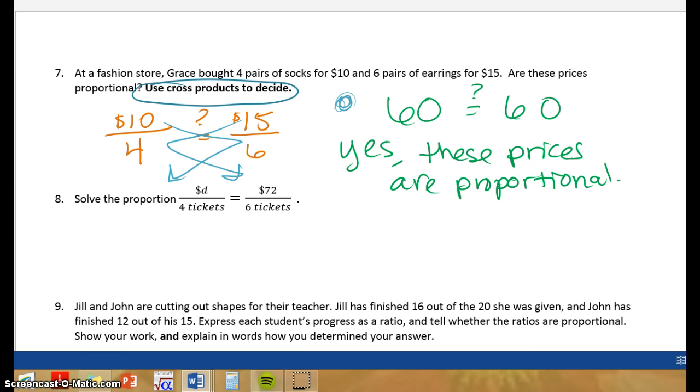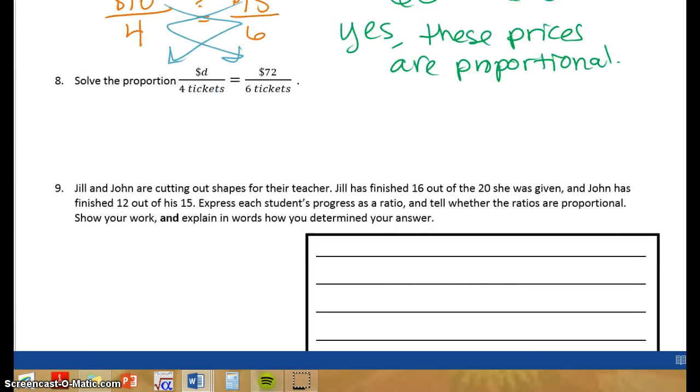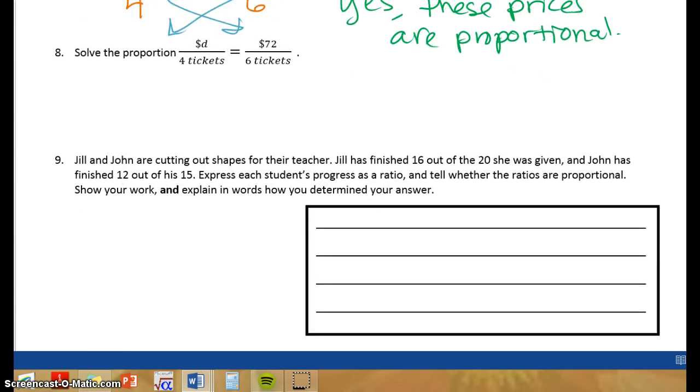Okay, and we are done with that one as well. Now number 8 is just asking us to solve the proportion that they're giving us. And it actually has some sort of context, which is nice. I like these better than just trying to solve a proportion with no real context in there. So we have $D for 4 tickets, but we know for 6 tickets it's $72. So we're going to find out how much it would cost if we just wanted to buy 4 tickets.